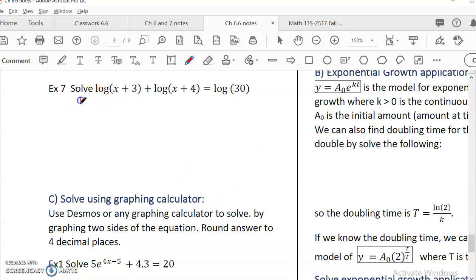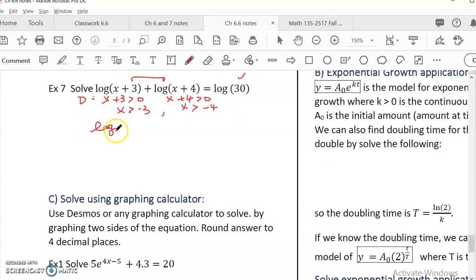So do the domain first, right? X plus 3 is greater than 0. X plus 4 is greater than 0. So x has to be greater than -3. Also, x has to be greater than -4. If you're greater than -3, you should be greater than -4, right? But anyway, we will check both. So we will combine this. We see log on this side and log on this side. This is 1 log, that's good, but this is not good. We have to combine them by multiplying.